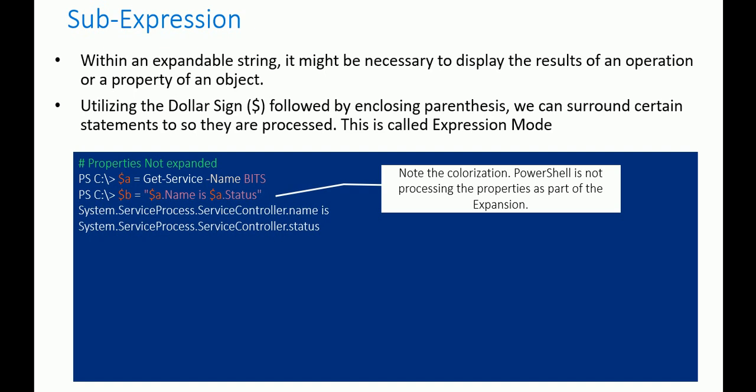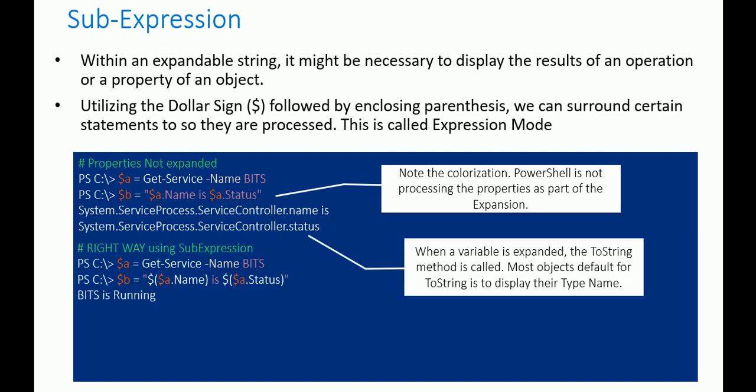Now let's go to the next. PowerShell is not processing the properties in the expansion. So if you want properties, then use the dollar sign and the bracket, and then you will get the output. So here is the right code. If you are getting the value of a property, use the dollar sign and the bracket.